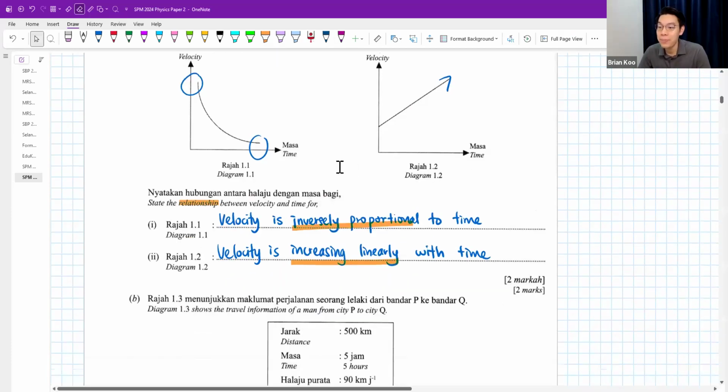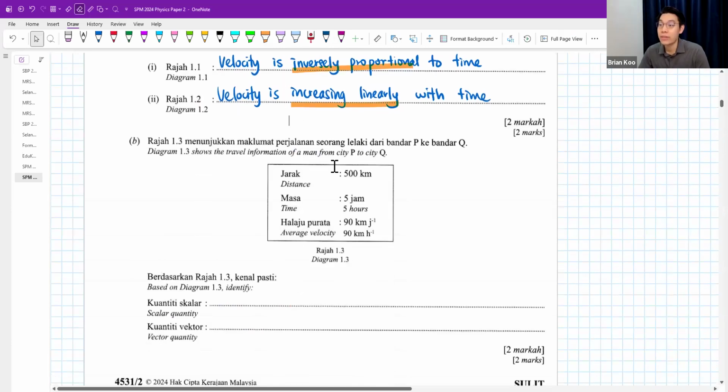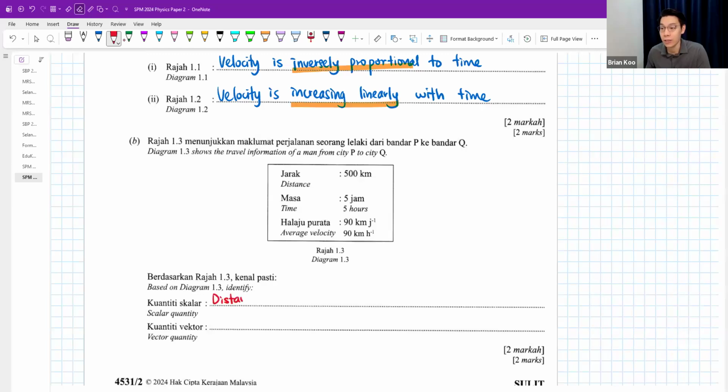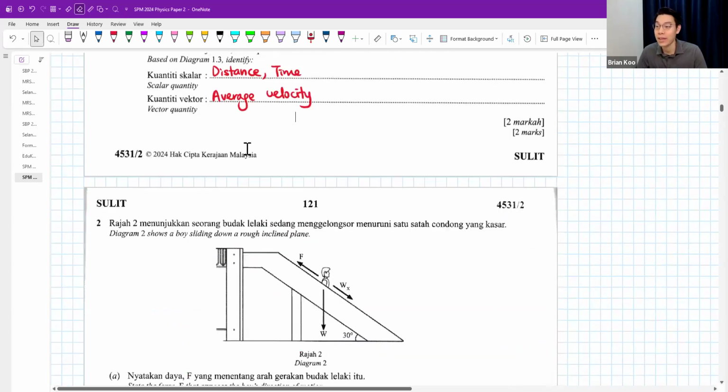Part B, the diagram shows a travel information of a man from city P to Q. Identify which are scalar quantities and vector quantities. Scalar means that there is no direction. Magnitude only, like distance. Time also doesn't have direction. But velocity, average velocity has direction. That is a vector quantity. Has direction and magnitude.